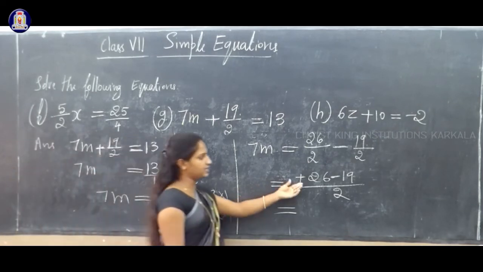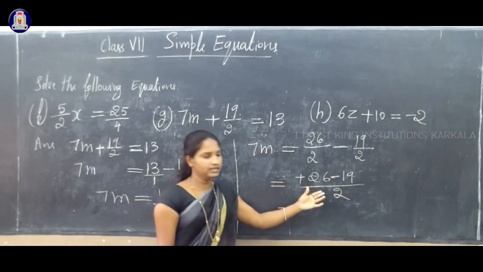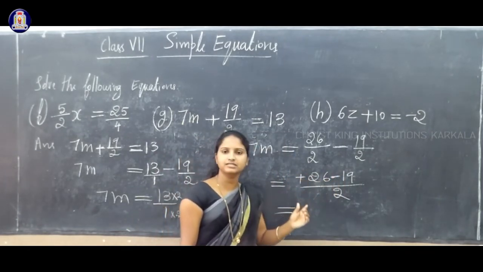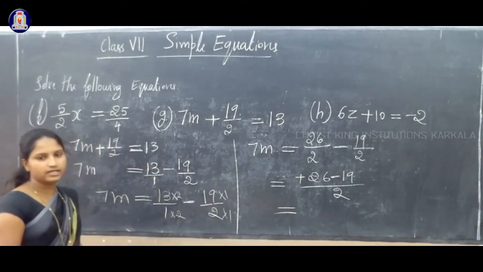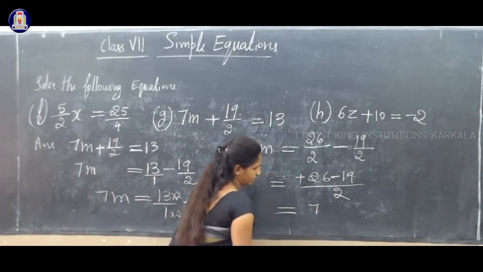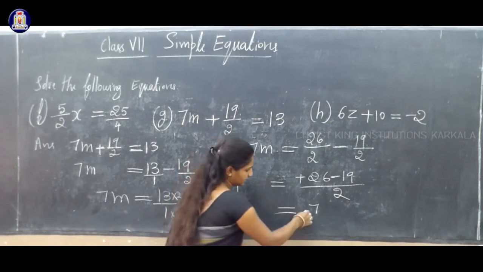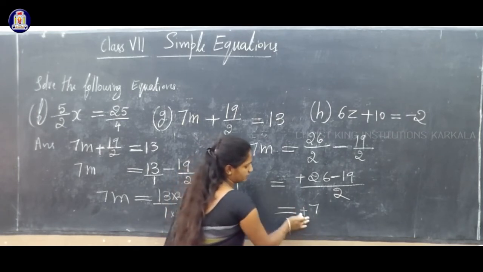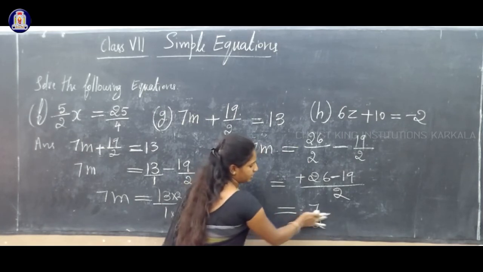Here the sign is a plus and here the sign is a minus. That means different signs, so we know different signs means subtraction. Correct? So 26 minus 19 will get a 7. Which is the greater number? That is 26, and that sign is a plus. So plus 7 divided by the denominator, which is 2.